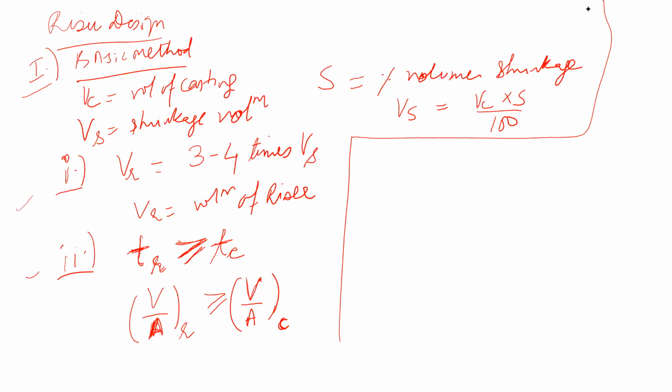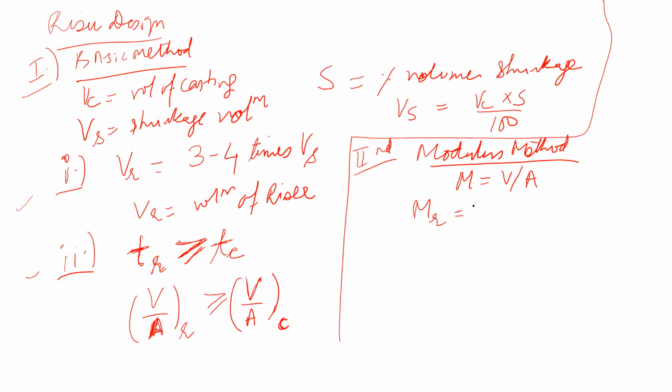After noting this down, we will do the second method, which is known as the modulus method. What is modulus here? Modulus is volume by area, V by A. The modulus of the riser should be 1.2 times the modulus of the casting. So V by A of riser should be 1.2 times V by A of casting.